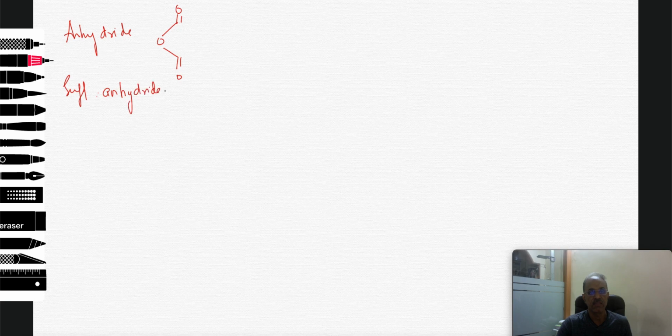Now we'll go to anhydride. Fine. This is the anhydride. Anhydride does not have any prefix, but its suffix, its name, is anhydride, as in the case of sulfonic acid. The suffix was sulfonic acid, similarly here also.